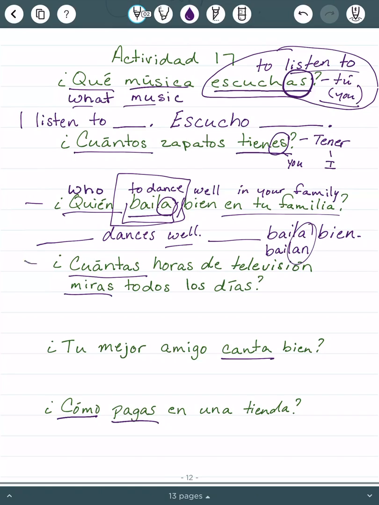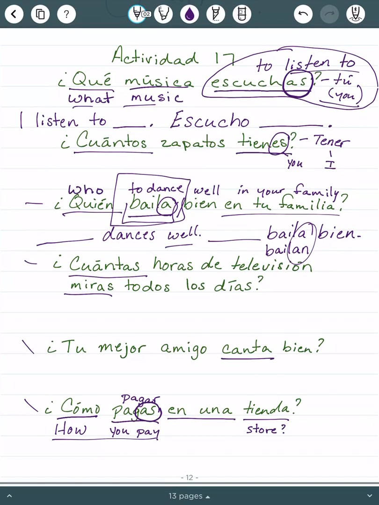Number 3, I think you guys can handle. Number 4, I think you can handle. This last one, let's talk about. ¿Cómo pagas en una tienda? So ¿cómo is how. Pagas comes from pagar. If you look it up, that's to pay. It ends in AS, so that's you pay. Now, we wouldn't say how you pay. We say how do you pay. A tienda is a store. So how do you pay in a store?